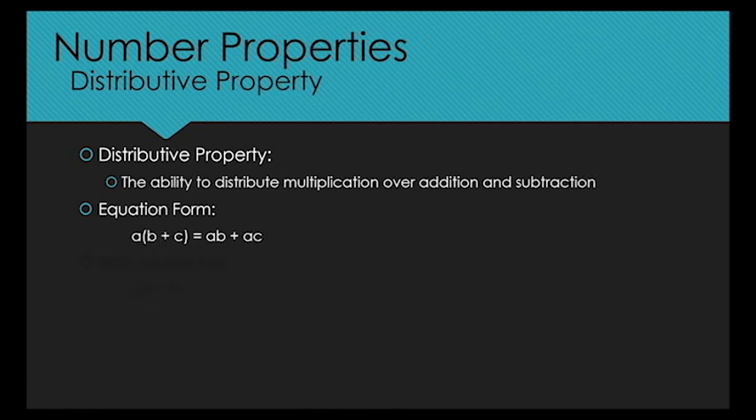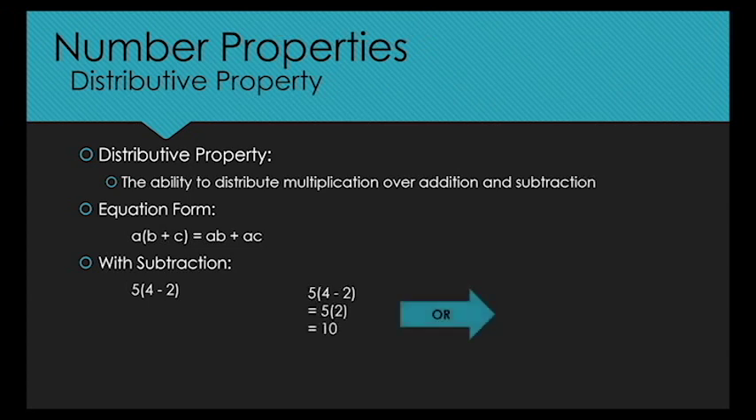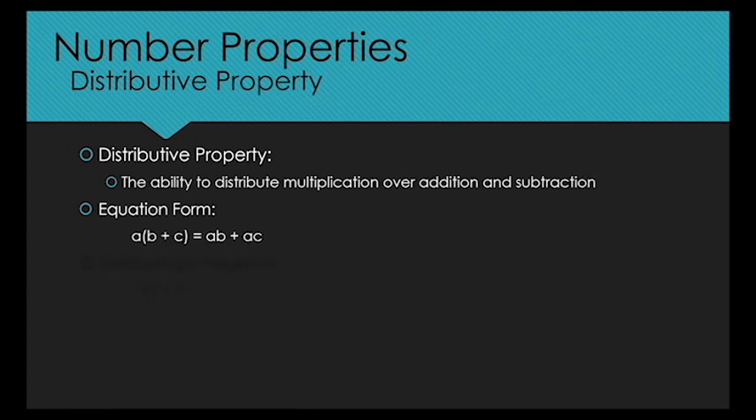The same distributive property applies to subtraction. If instead we have 5 times the difference of 4 and 2, we can take 4 minus 2 and then multiply by 5. Or we can take 5 times 4 and 5 times 2 and then take the difference of the products. The result is 10 in either case.